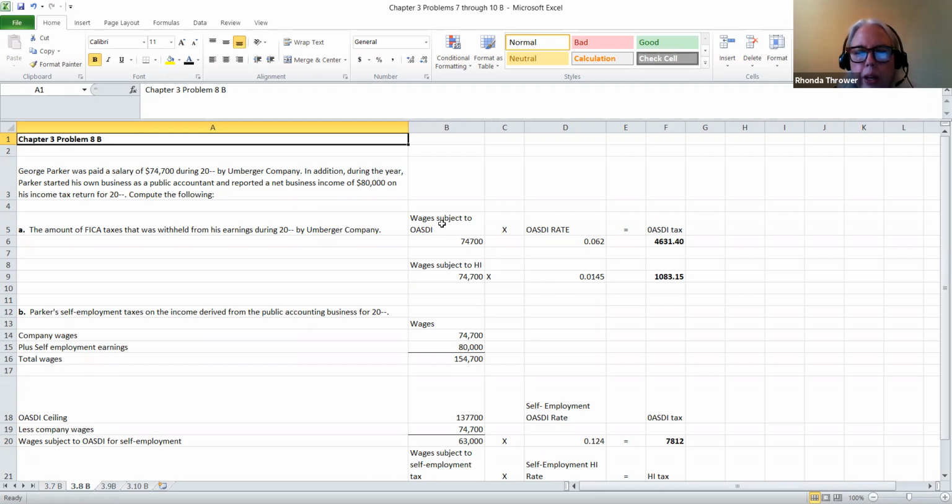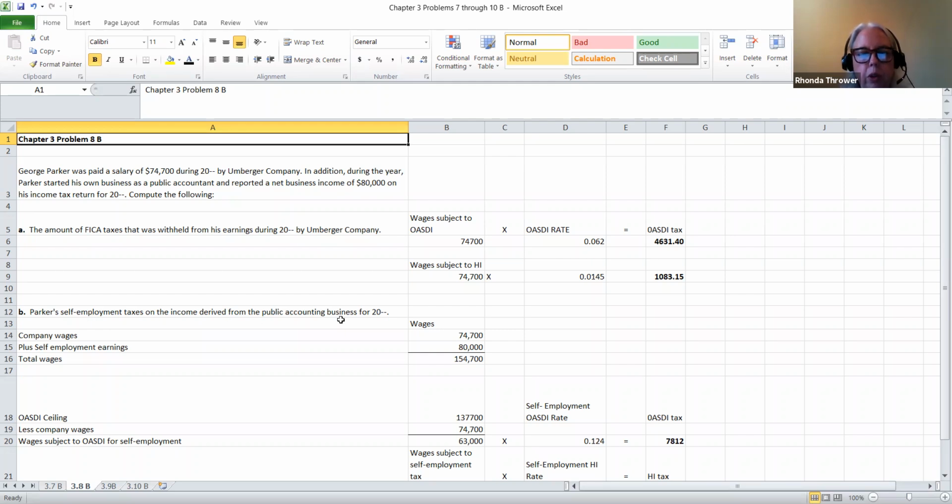So for A, the OASDI tax that was subject from the Umberger Company's earnings on George Parker's wages, George Parker has to contribute $4,631.40. He also has to contribute HI taxes of $1,083.15 on his earnings. In Part B, they're asking for the self-employment taxes.